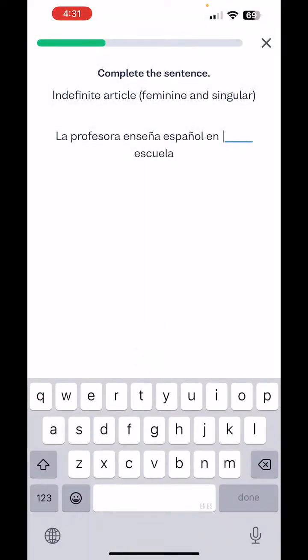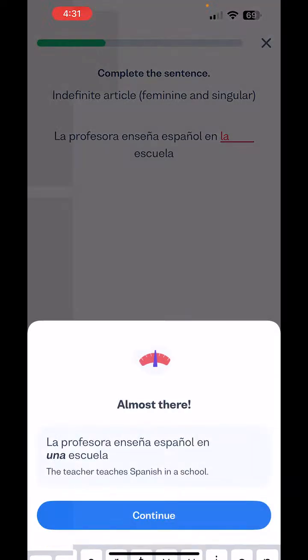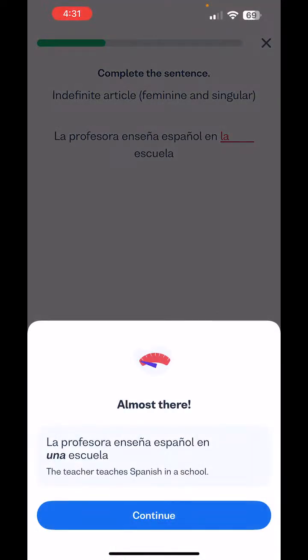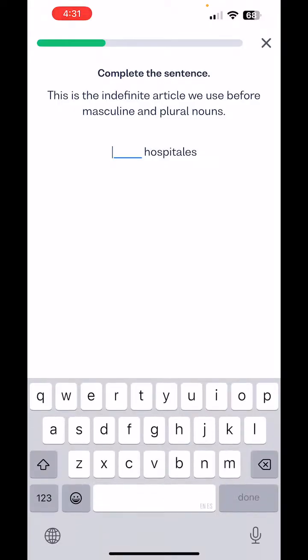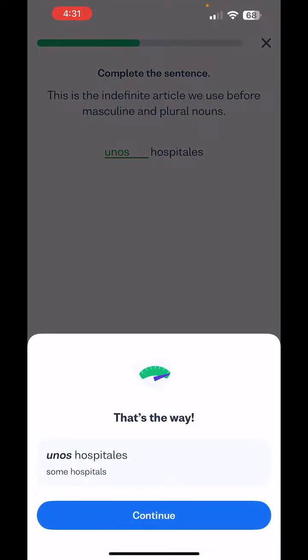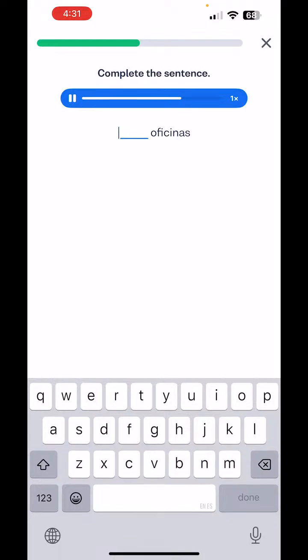La profesora enseña español en la escuela. What? Una. Oh, okay. Okay, we make mistakes. We learn. We move on. This is the indefinite article we use before masculine and plural nouns. So, unos hospitales. Okay. Unas oficinas.